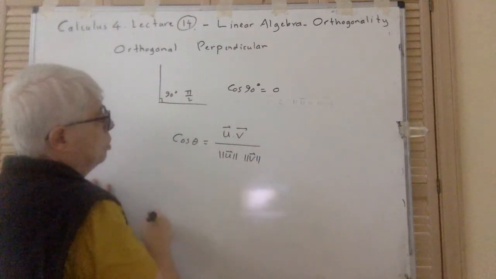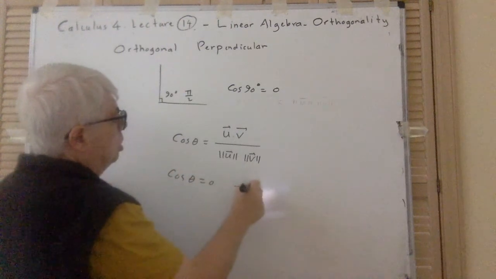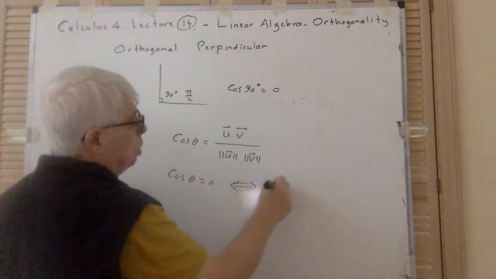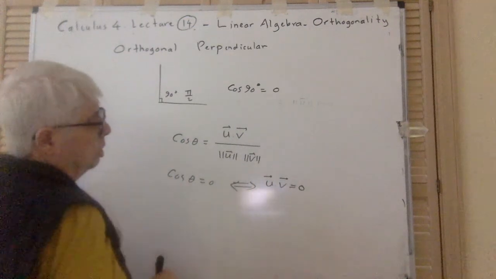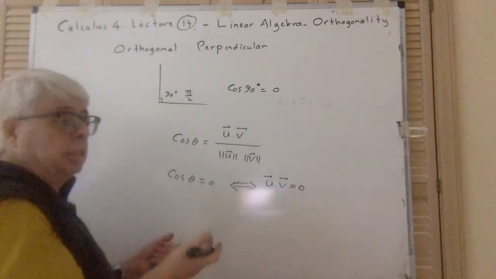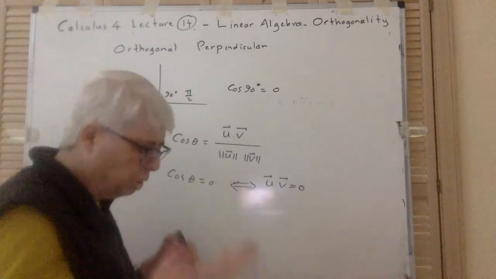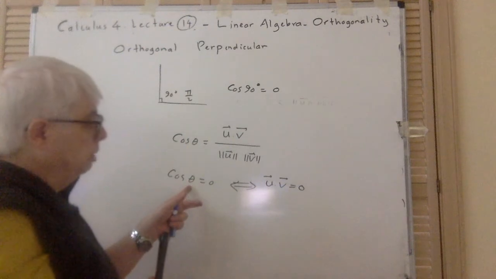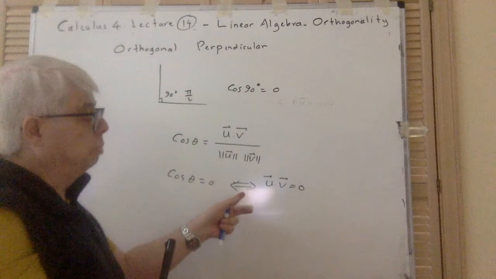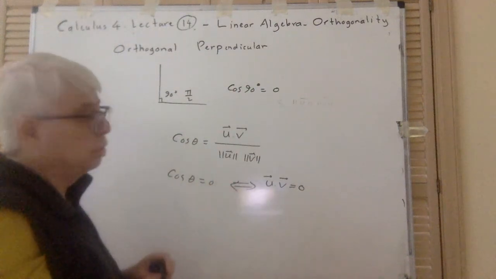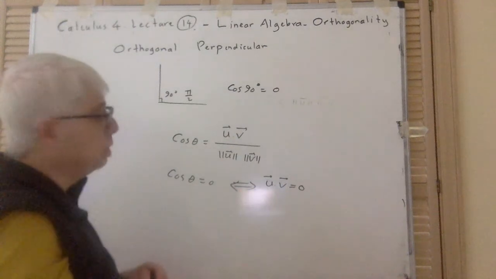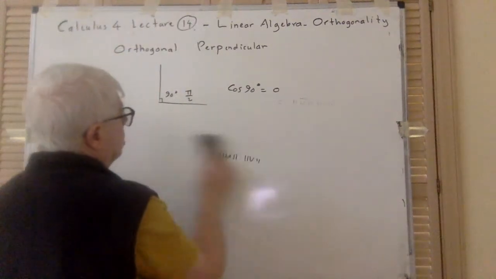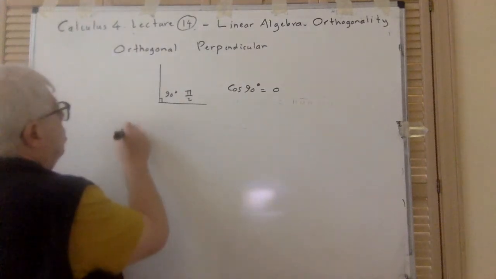So if cosine theta is 0, this is if and only if the numerator is 0. But the denominator is not 0. So it is u dot v is 0. Right? In a sense, if we can visualize something, which we can't, we just say there is something called the angle between two vectors. And if this angle is 90, then its cosine is 0, which is if and only if the dot product of the two vectors is 0. So we take this as the definition of orthogonality.